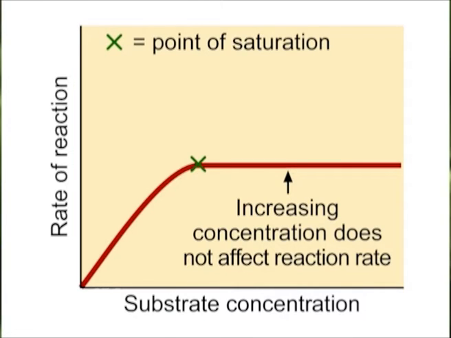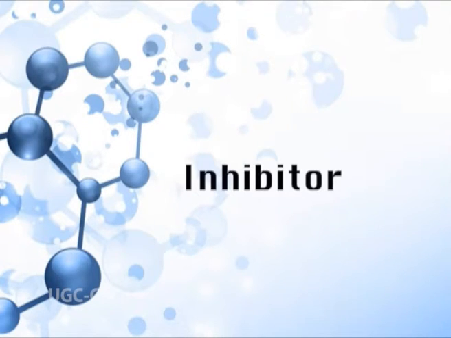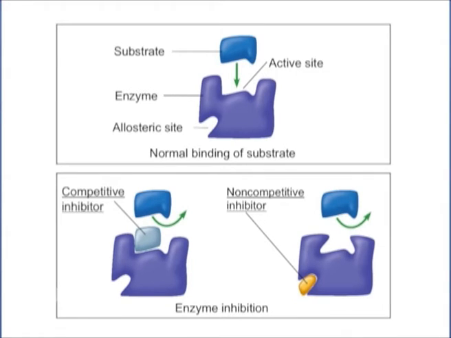Inhibitor. An enzyme inhibitor is any substance that will make an enzyme less active or render it inactive. Enzyme inhibitors that bind reversibly to the active site and so block access by the substrate are called competitive inhibitors. Their effect can be overcome by increasing the concentration of the substrate.